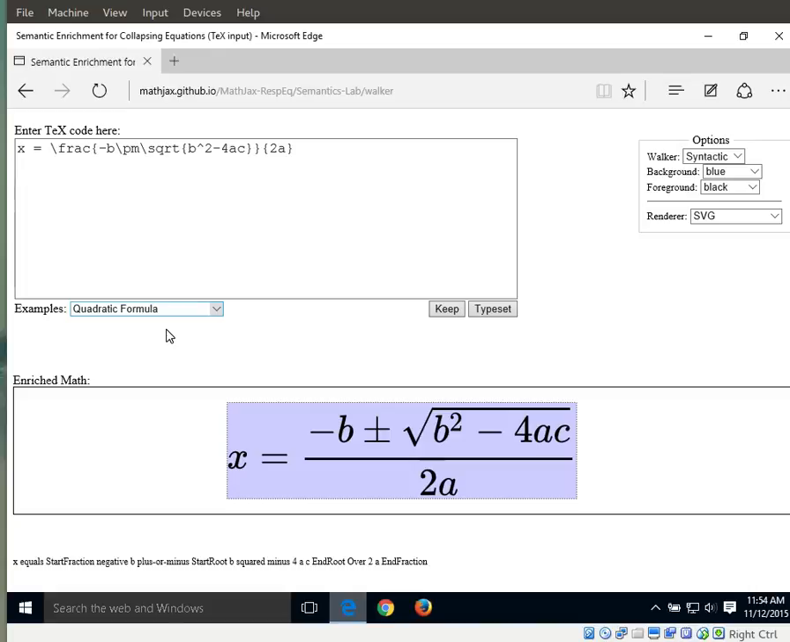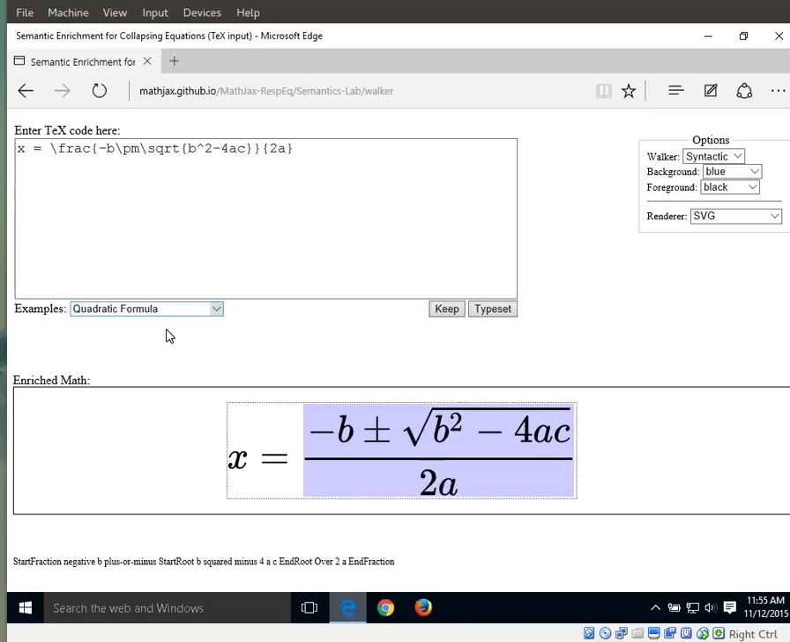Since we are at the top of the expression, we can only go down a level, so let's do this by hitting the down key. X. Great. Since we just went a level down, we are at the leftmost position, so we can only really go to the right. Equals. And again. Start fraction negative b plus or minus start root b squared minus 4ac end root over 2a end fraction. Great. If we go further, you will notice nothing will happen.